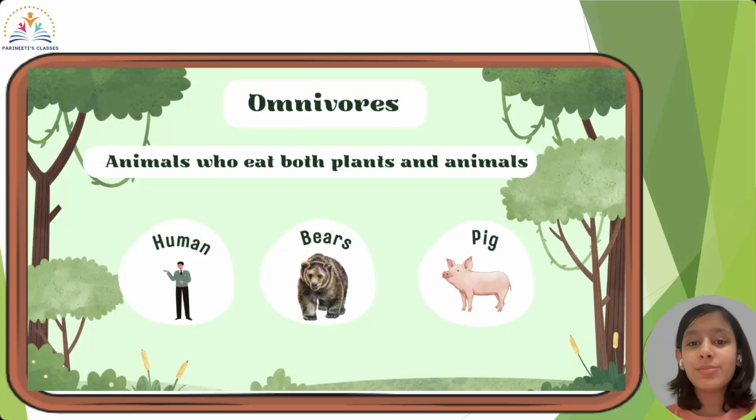Omnivores. Animals who eat both plants and animals. For example, human, bears, and pigs. Did you know that many of us are omnivores? Well, some of us are herbivores.